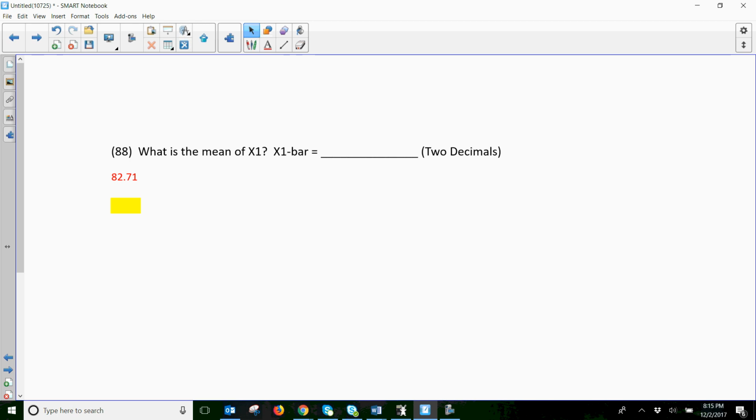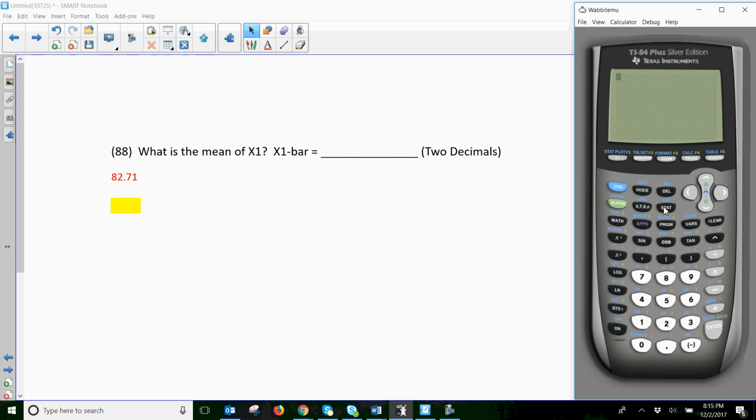So again, on the calculator, since we have the number in our list, we can do a one variable stat on list 1. So I'll go to stat, calculate, one variable stat, and by default it will do list 1. This one actually has list 3 in here, so I'm going to hit second stat and go down to list 1 and hit enter and calculate. So you can see the average, which is x bar, is 82.71 to 2 decimals.